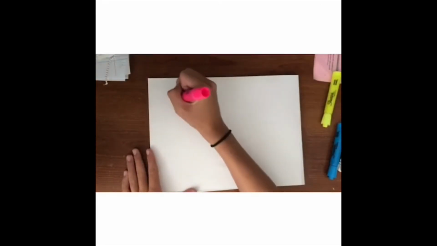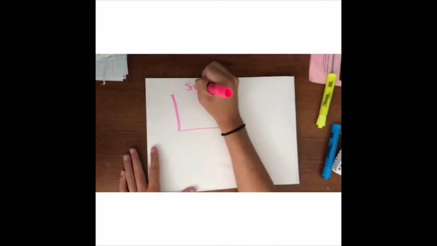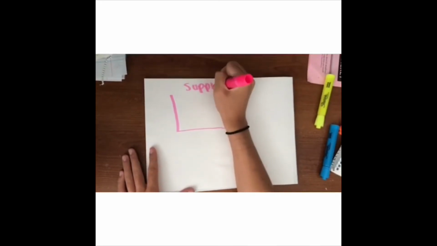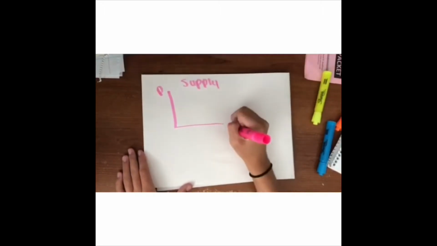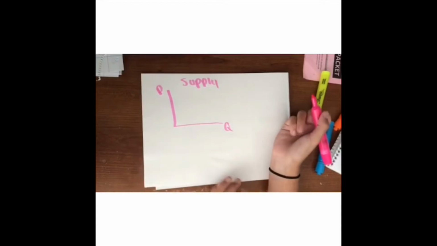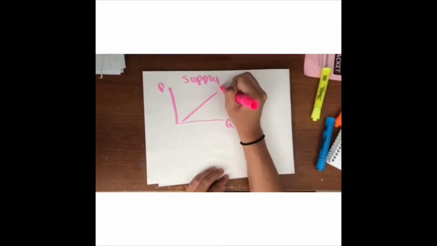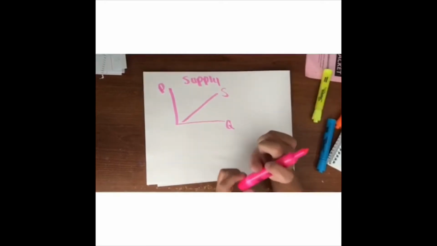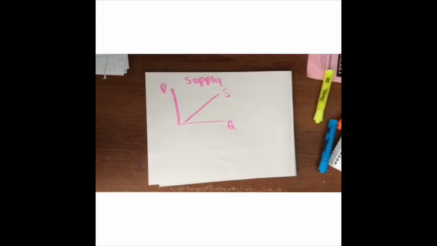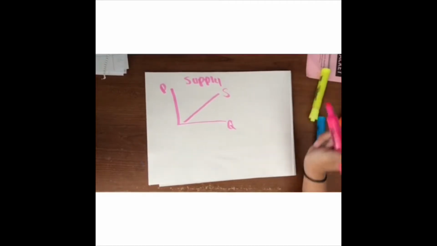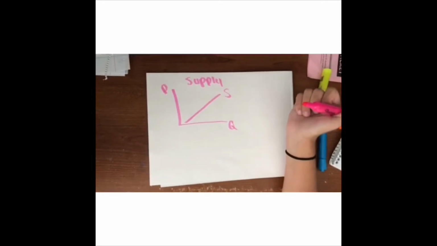So the next graph that we are going to learn is the supply graph, which is basically drawn the same way. You label the axis price and quantity. The only difference is supply is going to be upward sloping, and this is because there's a direct relationship between price and quantity, so they both either go up or down together. The same rules apply regarding movements and shifts.